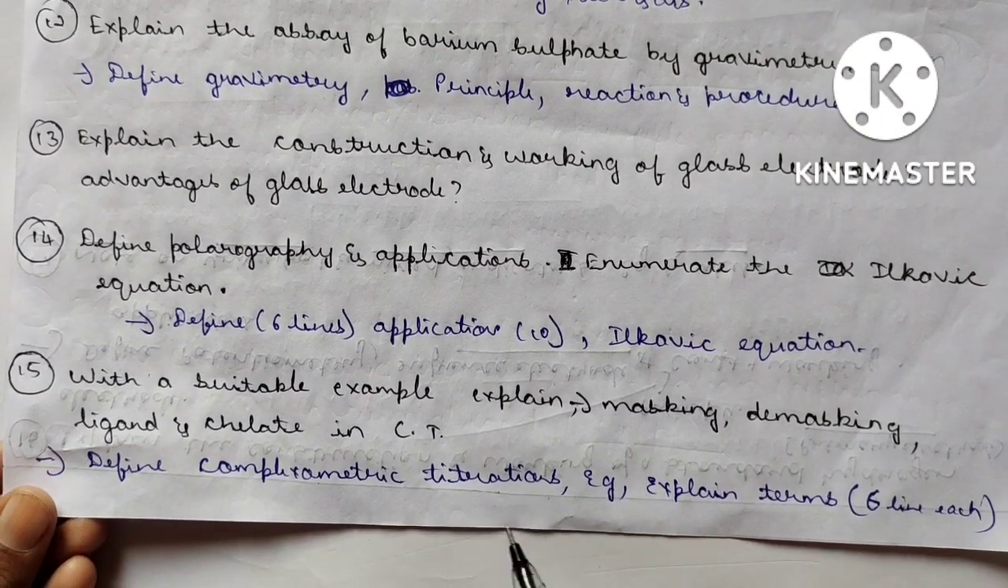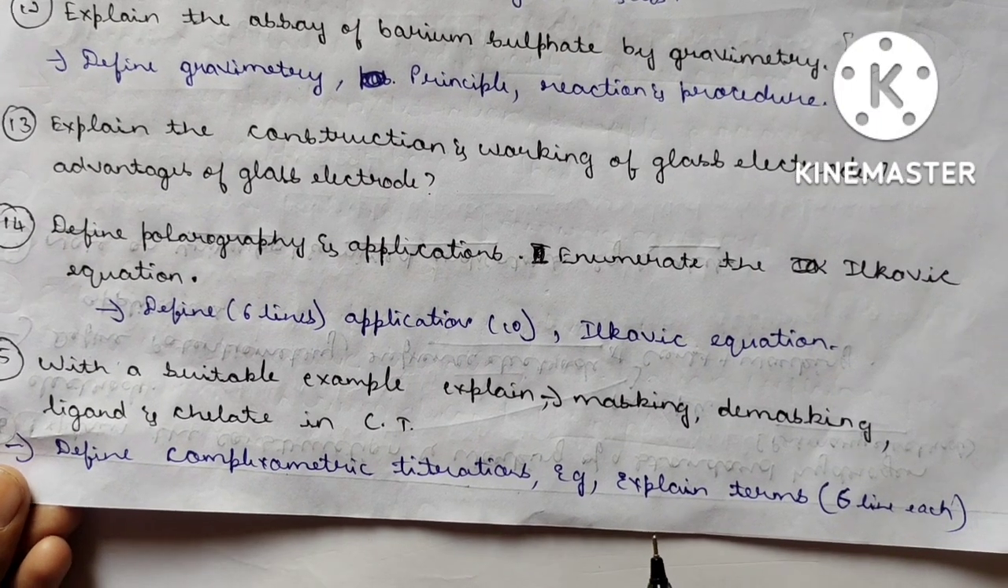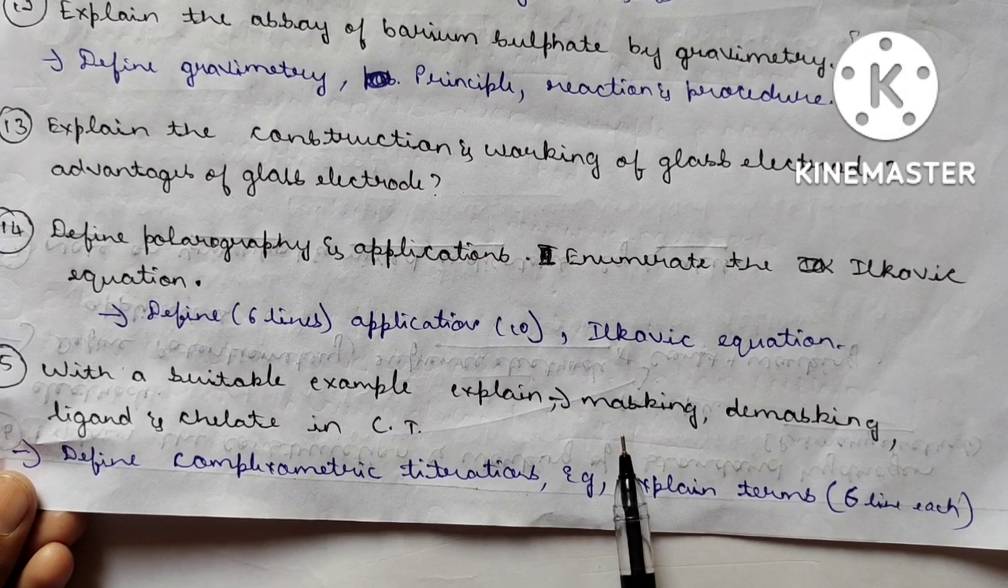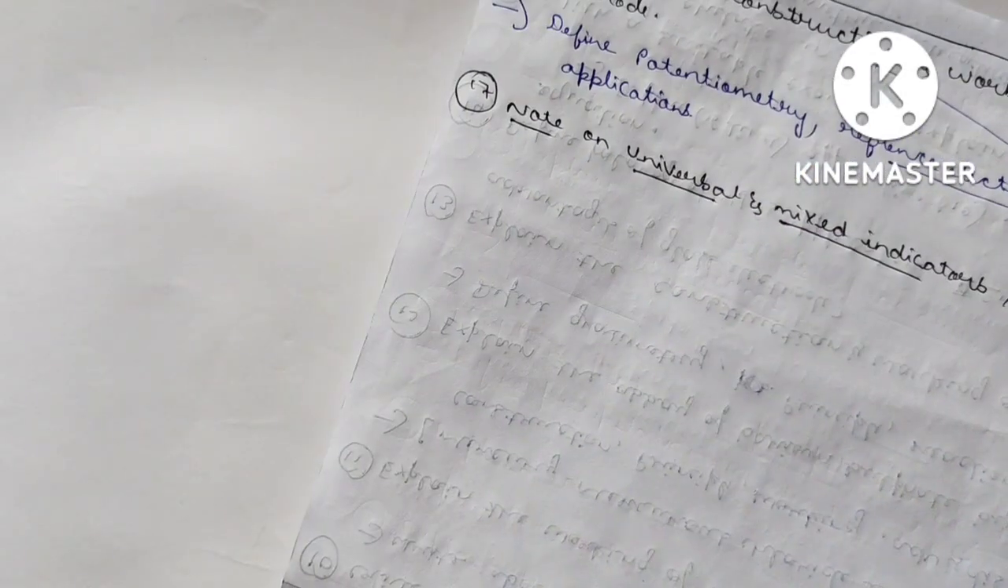Just here you have to write the complexometric titration, then you give an example. Then you write some of the terms. Each term should contain 6 to 7 lines. Go through that. Yes, my dear brothers and sisters, our next question.